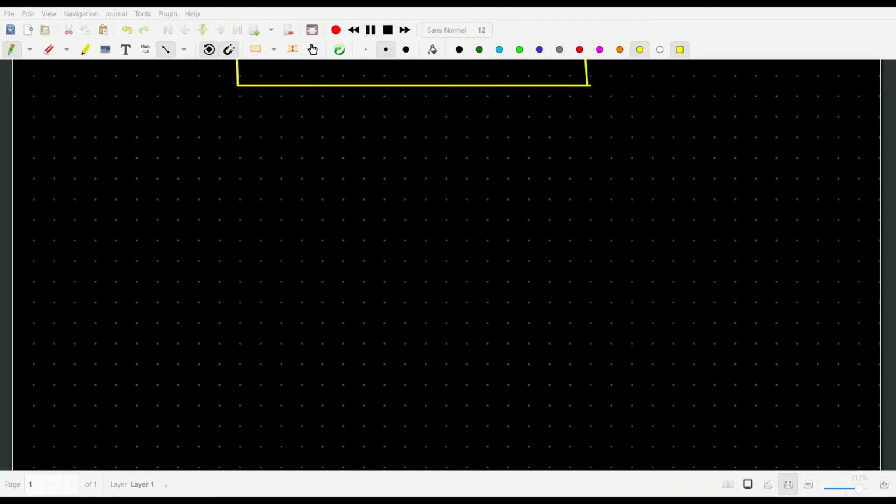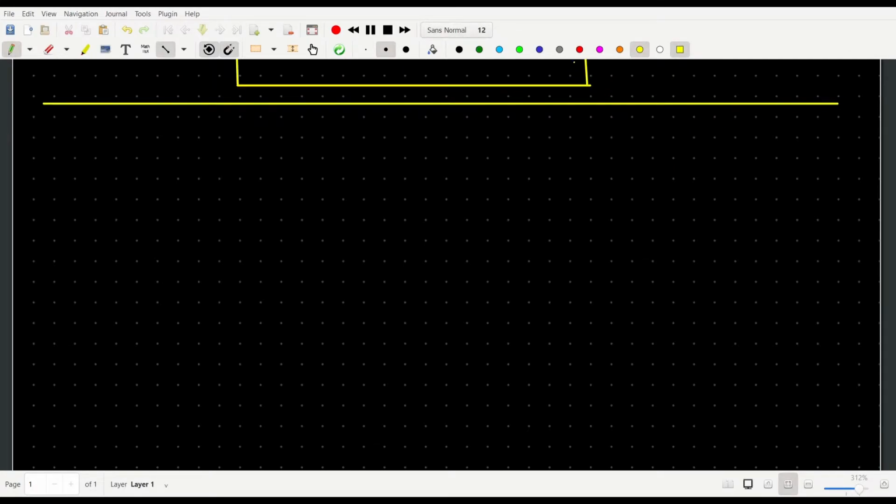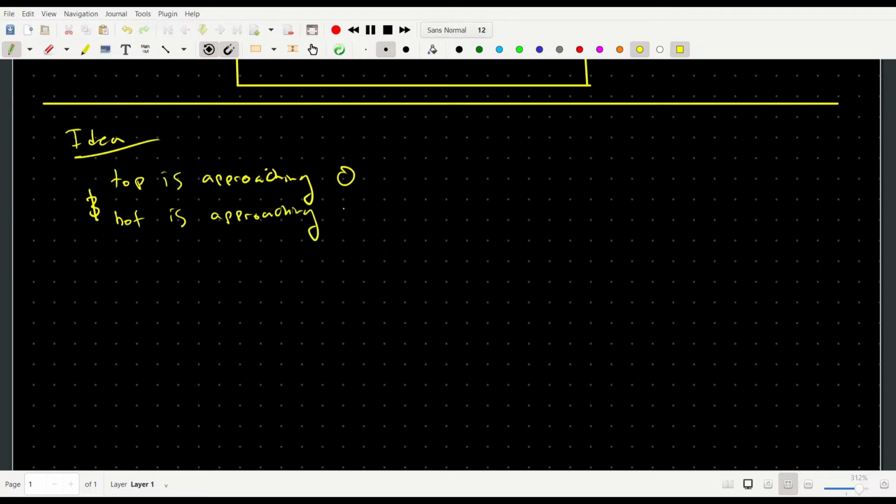So the main idea here is the following. What this theorem is saying is that assuming these two functions are differentiable and the denominator function is non-zero around the point that we're evaluating the limit at, that either if we have the top, the numerator function, approaching 0, and the bottom, the denominator, is approaching 0.